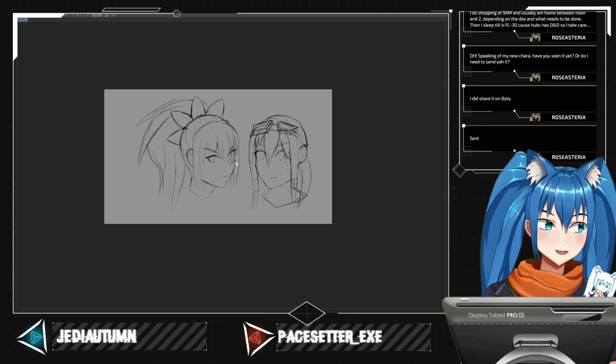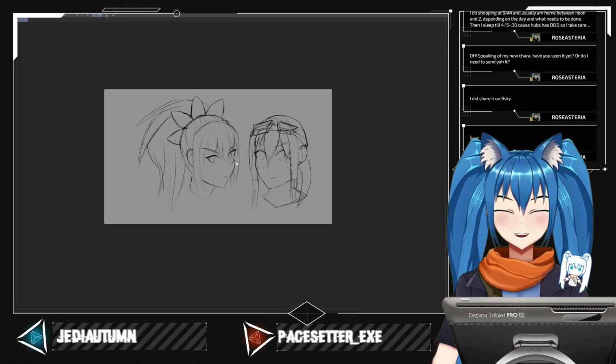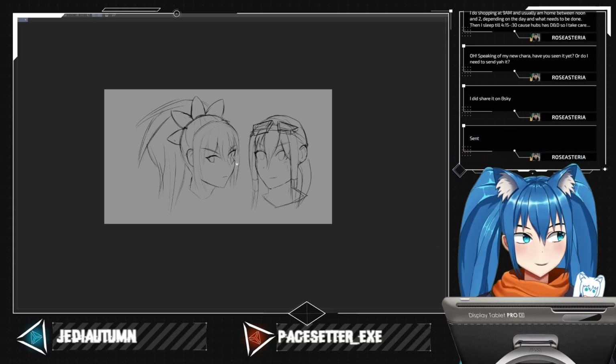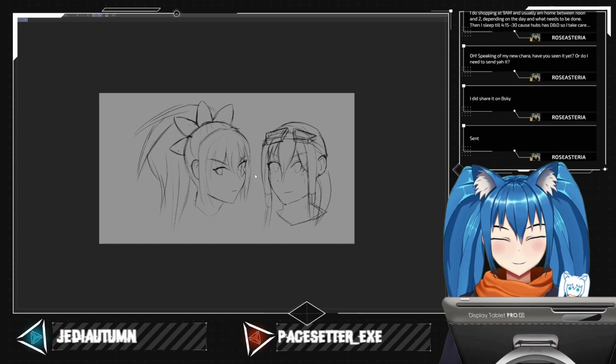That is two characters that I have not drawn in a long time. Now their heads are drawn, though I think one might need a little bit of work. But still, that's not bad.